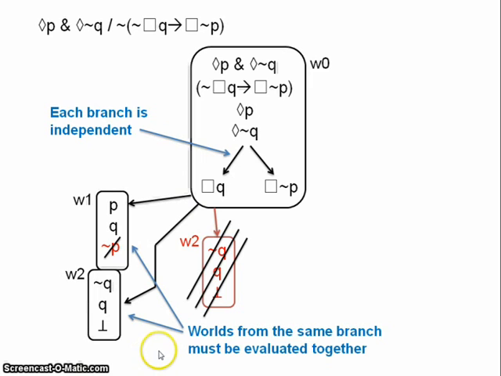There's a basic rule of thumb that you can think about here. Separate branches mean separate worlds, so each branch is independent. Separate branches mean separate worlds. But different worlds on the same branch are placed together. Worlds from the same branch must be evaluated together. Right, so those are two perhaps common mistakes. I hope that that's cleared them up. Now let's finish the tree.